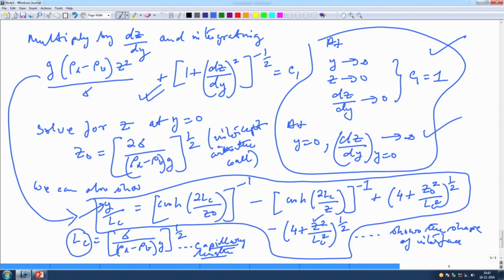These boundary conditions are pretty simple. Away from the wall there is no pressure, the interface is flat basically, and at y equal to 0, that means at the wall, you have your gradient dz/dy, because it is a completely wetting liquid, that is what we told, that should actually go to infinity. Completely wetting means the contact angle becomes actually 0.